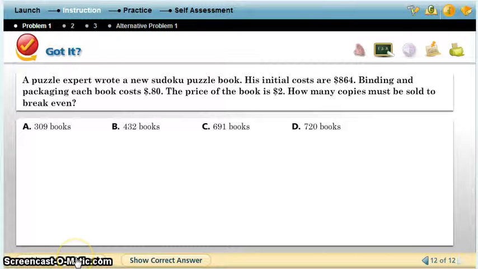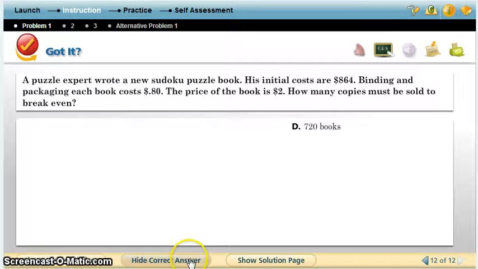Now hopefully you've paused the video and you've come back to check your answer. The correct answer to this one, and let me just say, it doesn't matter which method you use, everyone will get the same answer. The correct answer is 720 books. Again, it doesn't matter what method you use, everyone will get the same answer, 720.